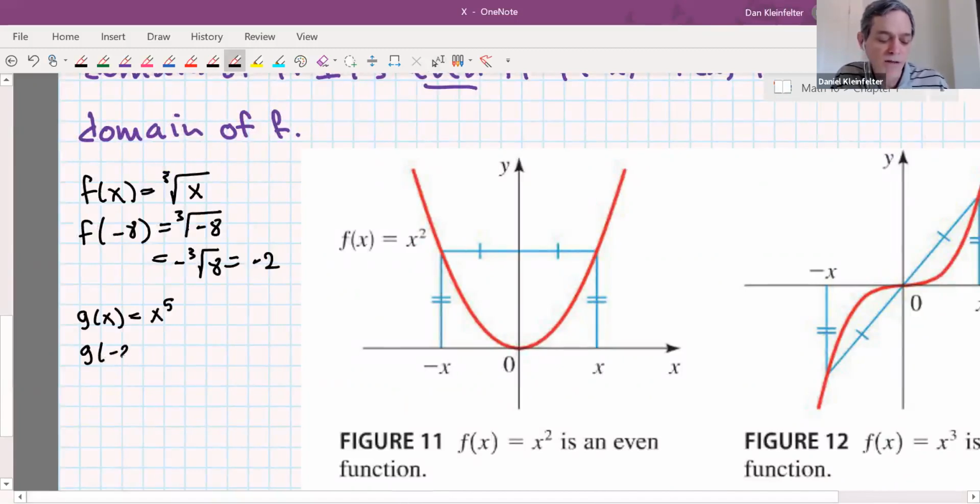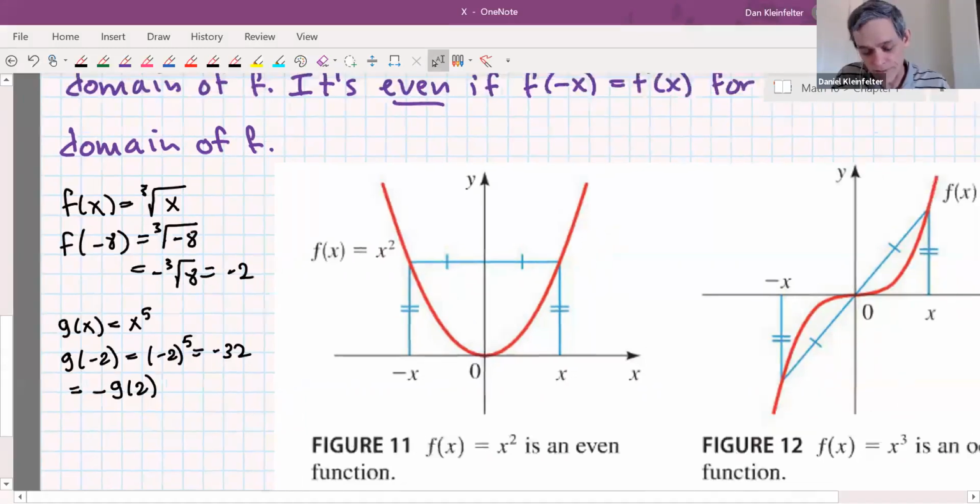Another example of that would be g of x equal to x to the 5th power. G of -2 would be -2 raised to the 5th power, which is -32. And that is minus g of 2. So the negative sign pulls through that function symbol. And that is an odd function.